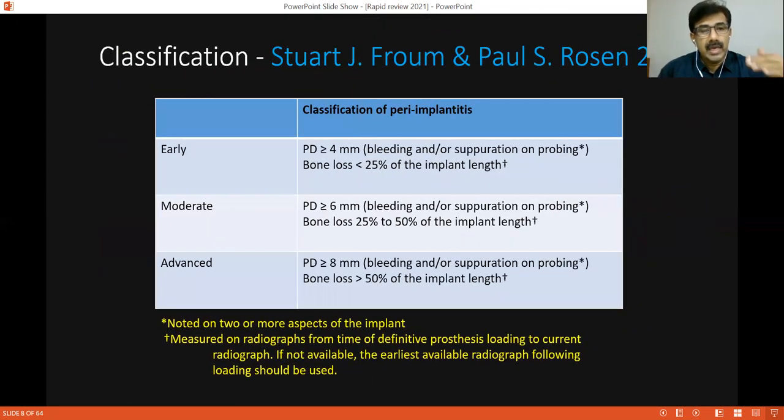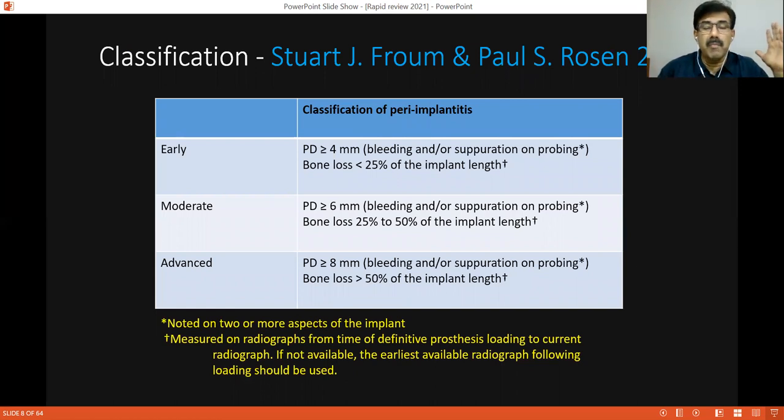Now, even the new classification does not subclassify the periimplant lesion by extent, whether it's an early, a moderate, or an advanced lesion.